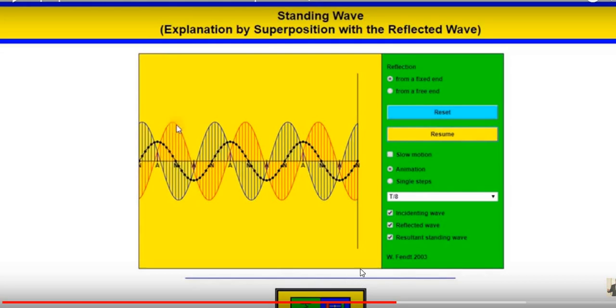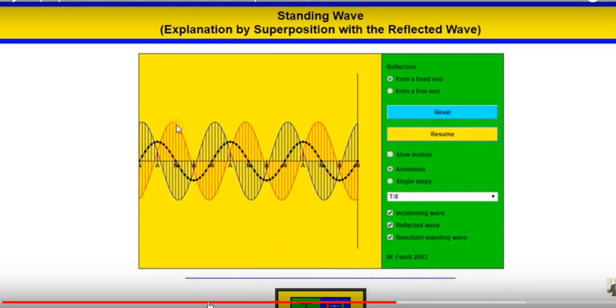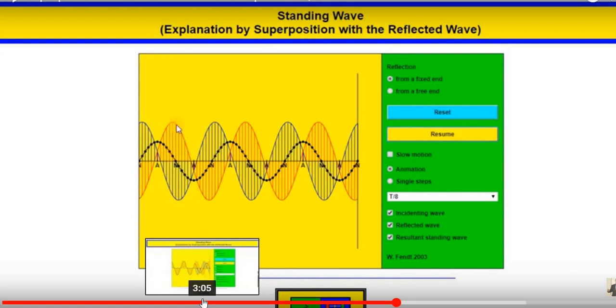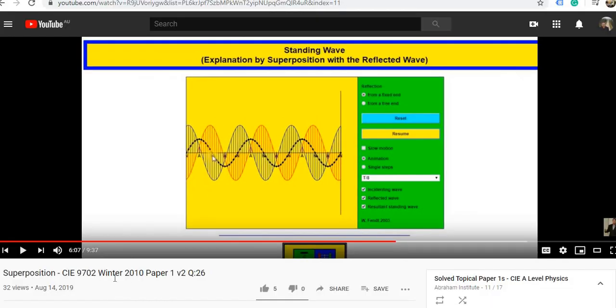This was actually a past paper question that I solved, and it explains how the standing wave is formed using a wave that is sent and its reflection. You can see the solution to this past paper. This is the paper, October-November 2010, paper 1, variant 2, question number 6. For the full explanation you can watch that video. Now let's go back to the lesson.